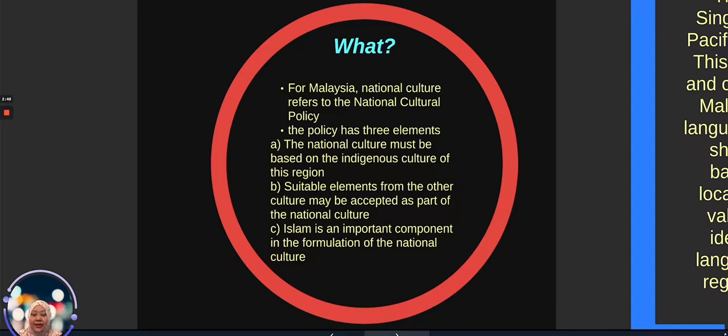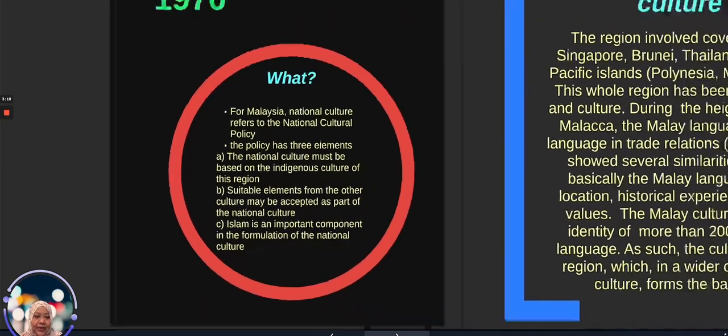So, 3 elements. The first one, the national culture must be based on the indigenous culture of this region. Number 2, suitable elements from any other cultures can be accepted and included as part of the national culture. And 3, if you want to do number 2, then number 3 must be followed: Islam is an important component in the formulation of the national culture. So that's on the national cultural policy, and this was established in the 1970s.